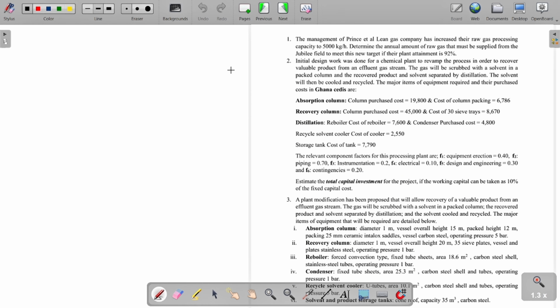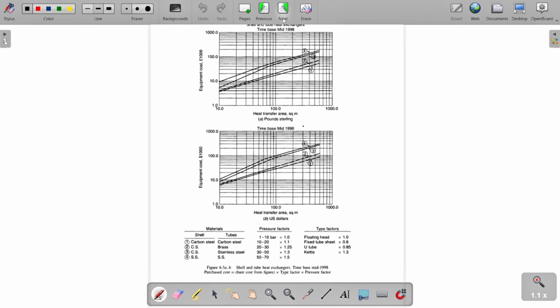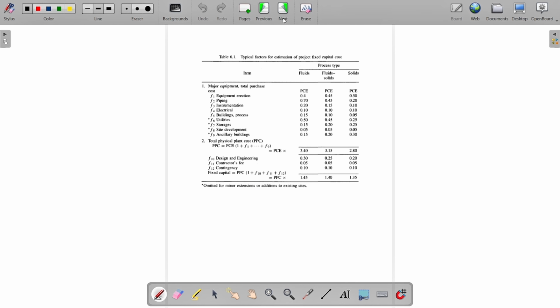So let's see the question. We have this question over here, right? They told us that the working capital is 10% of the fixed capital investment. So this one is 10% of the FCI, right? And they give us F1, they give us our factors. When they don't give you your factors, you have to know where you're supposed to read your factors from. So when they don't give you your factors, you come here. Depending on whether you are considering a fluid, whether a gas or a liquid, or fluid solids, or just solids, it depends on the type of factors that you'll be reading.